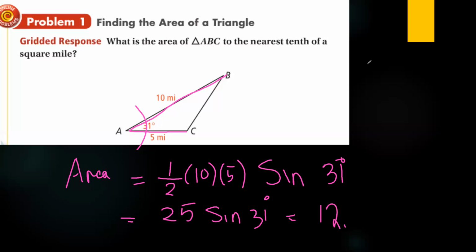Which is 12.87, to the nearest tenth, approximately 12.9. This is a way here how to find the area of the triangle.